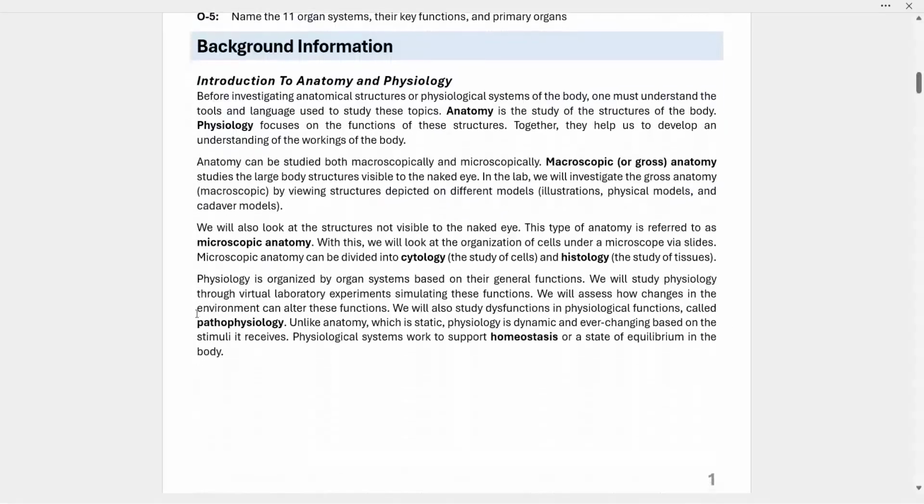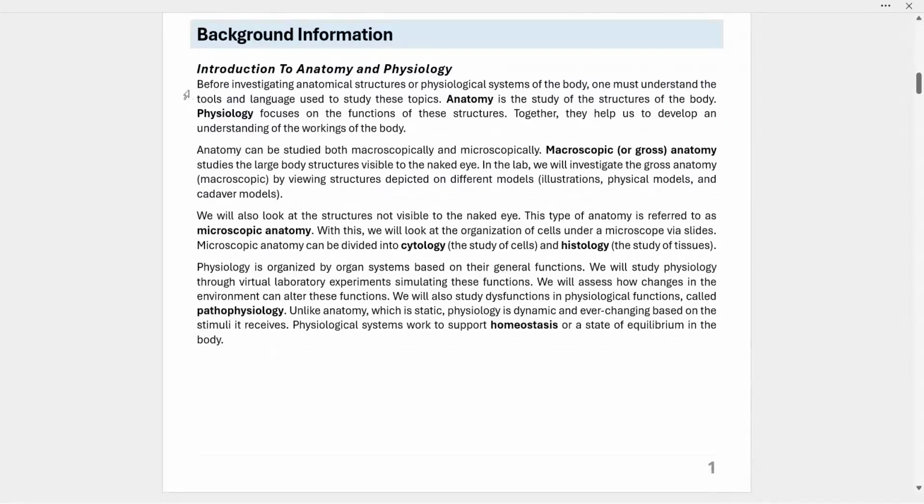So let's talk about the background information. The background information is going to show us the introductory to anatomy and physiology. Before investigating anatomical structures or physiological systems of the body, one must understand the tools and language used to study these objects and topics. Anatomy is the study of the structures of the body. Physiology focuses on the functions of these structures. Together, they help us develop an understanding of how the body works.